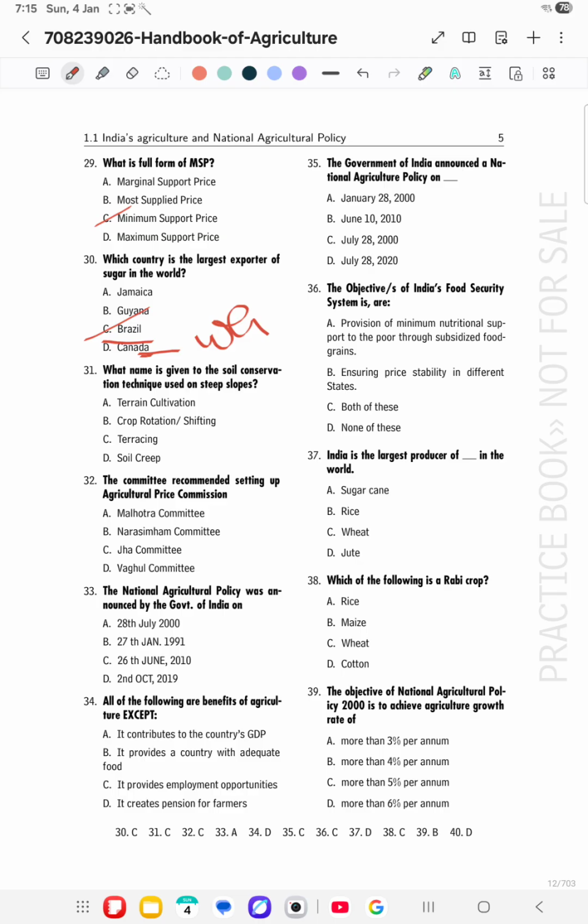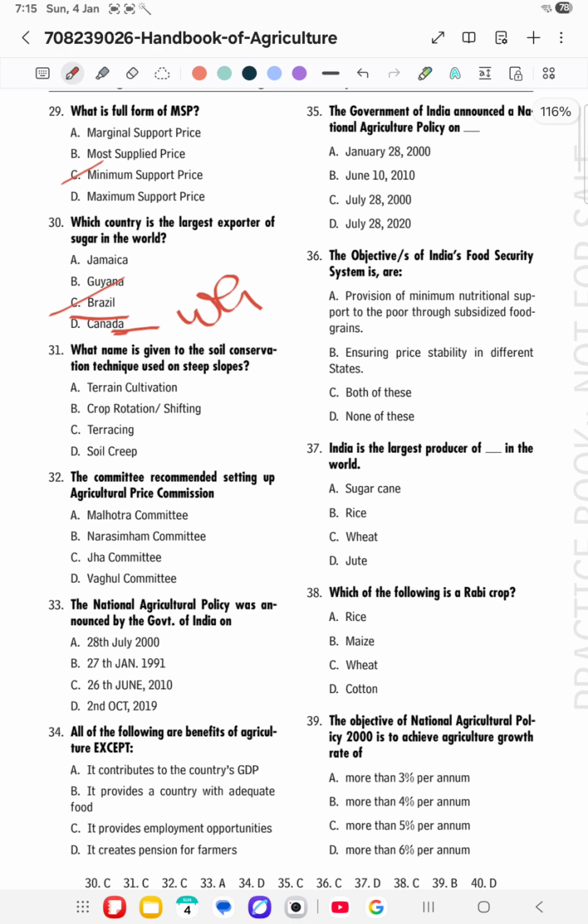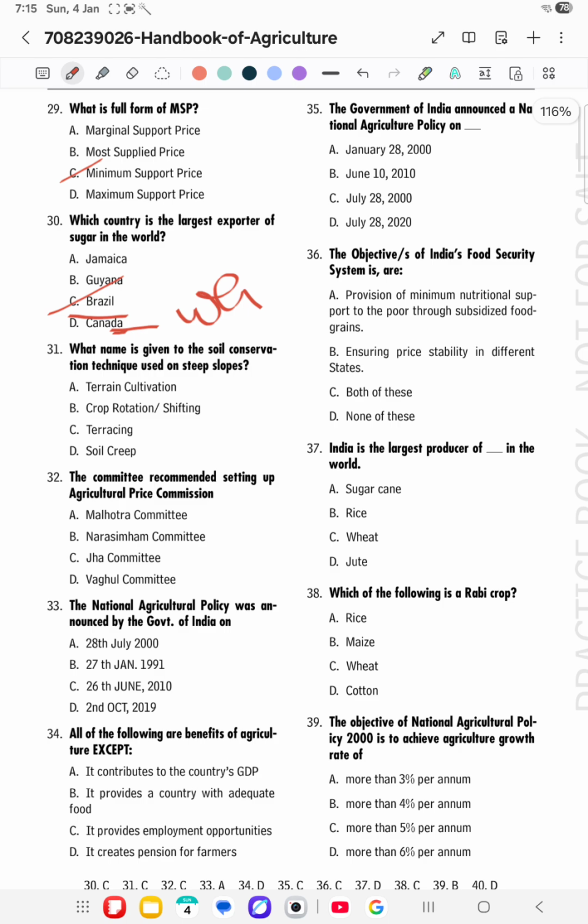What name is given to the soil conservation technique used on steep slopes? Terracing, crop rotation, no, shifting cultivation, soil creep. I think terracing can be the answer.